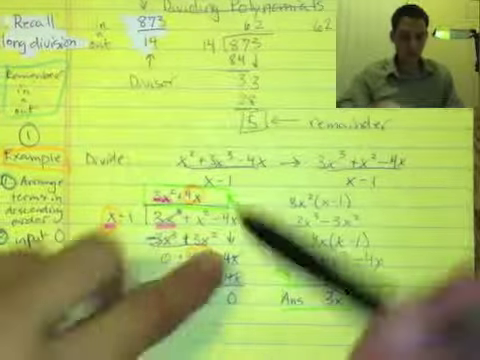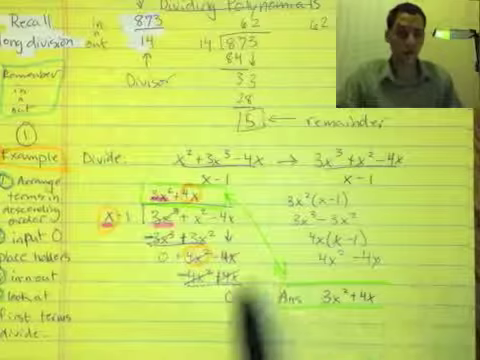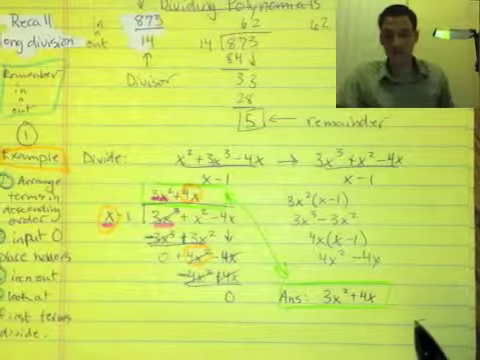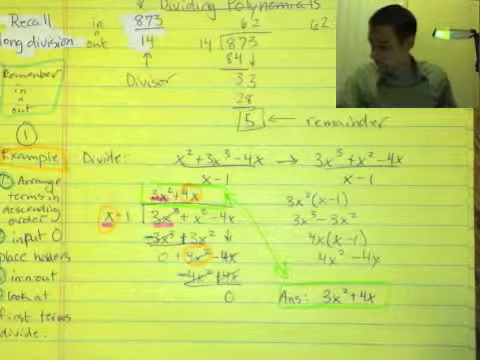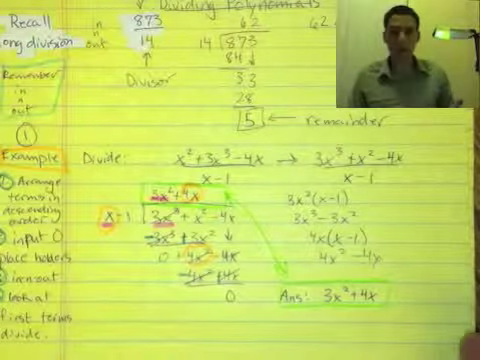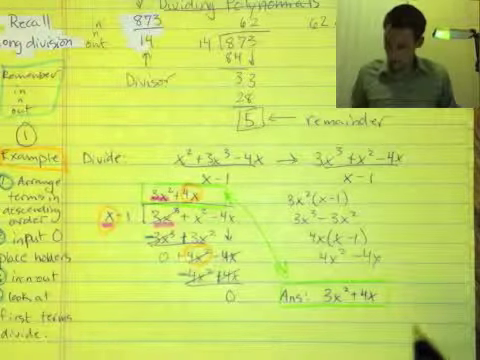So that's an example where there's a 0 as a remainder, so you can just write down your answer. On the next example, there will be a remainder, and I'll show you what to do with that.